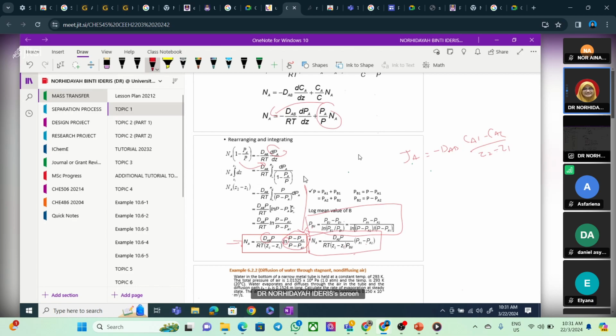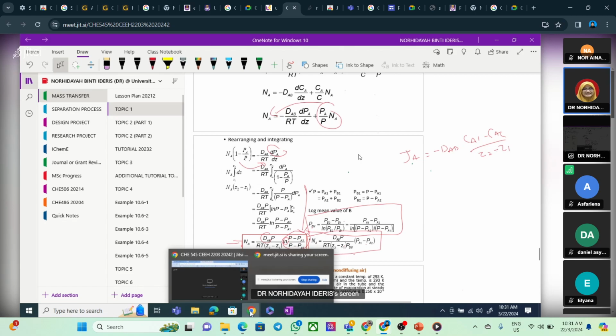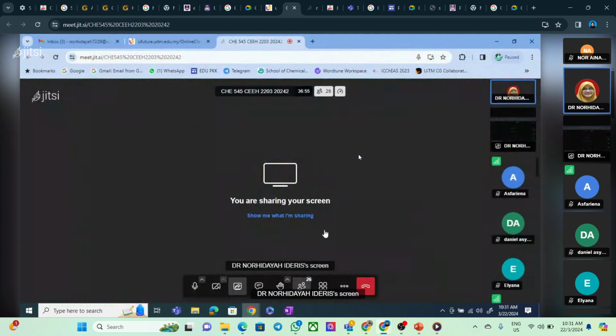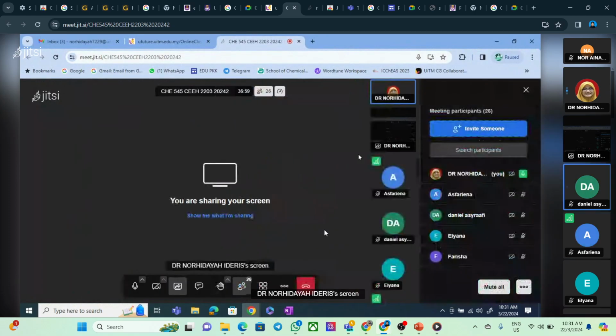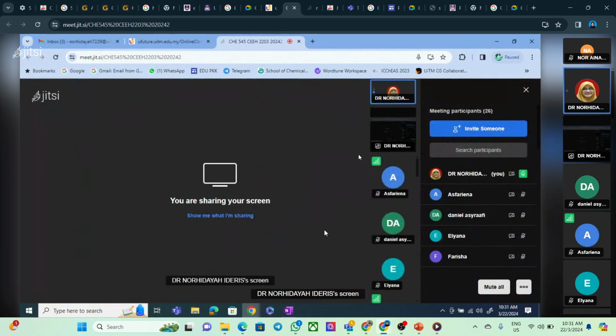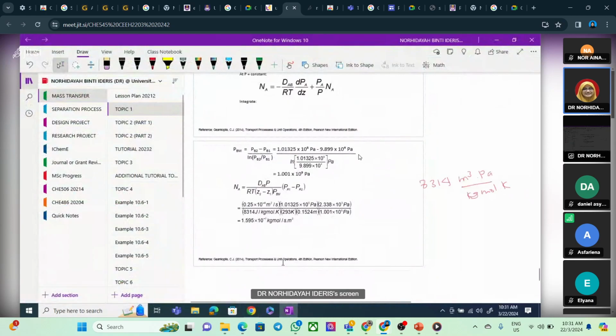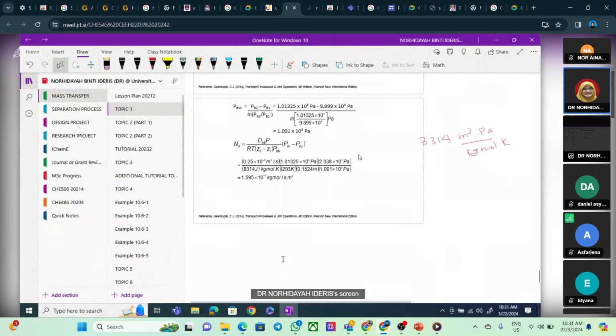Okay, any questions so far? Boleh faham? Okay, kalau boleh faham, and then cuba buat example 622 ni. Cuba example yang dua-dua ni.